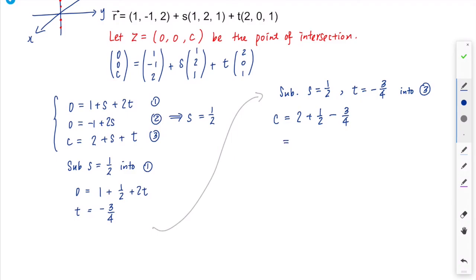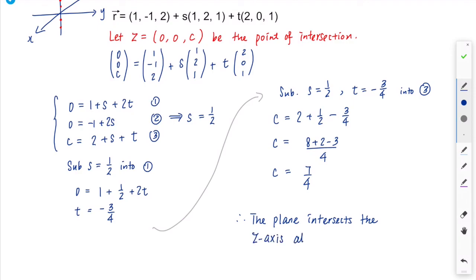So what have we got here? We got 8 minus 3 over 4, 7 over 4 it is. Okay, therefore the plane intersects the z-axis at the point (0, 0, 7 over 4).